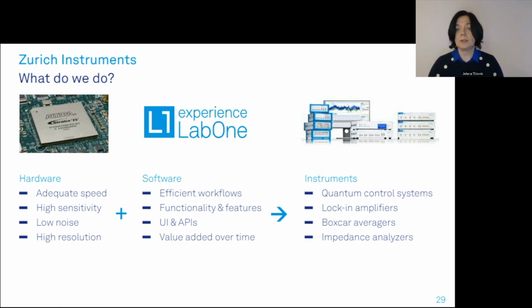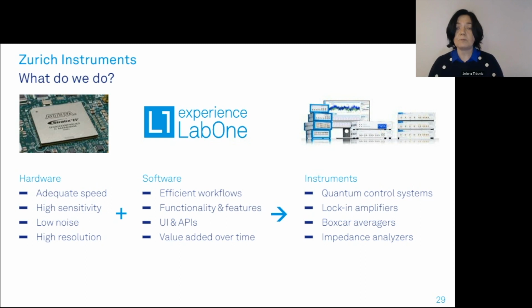And on top of that, we built a user interface and software that allows the researchers to work efficiently during their experiments, to look at the signals from various angles, from time and frequency domain. And also the FPGA board allows us to program different functionalities and features, something that you can always add so your instrument can grow together with your research. And with that, we have built a number of different instruments aimed at different applications. For example, quantum control systems, lock-in amplifiers, which are very general instruments, and boxcar averagers and impedance analyzers for more specific tasks that you want to do.